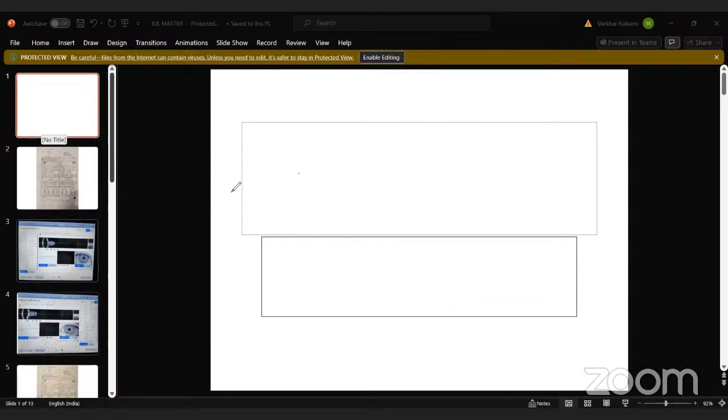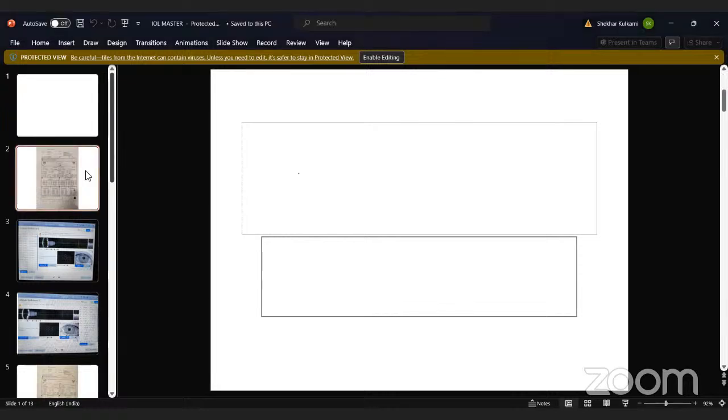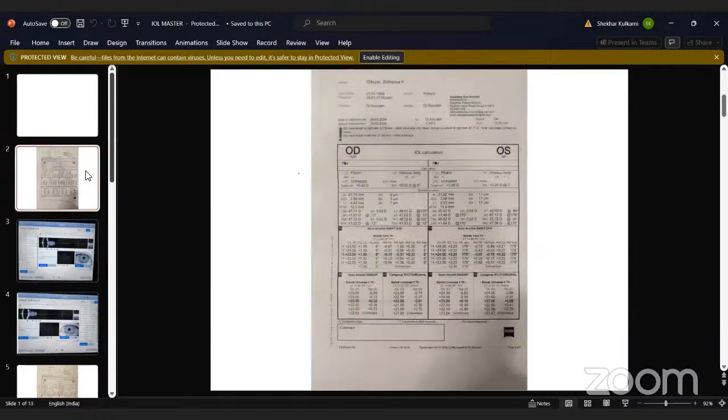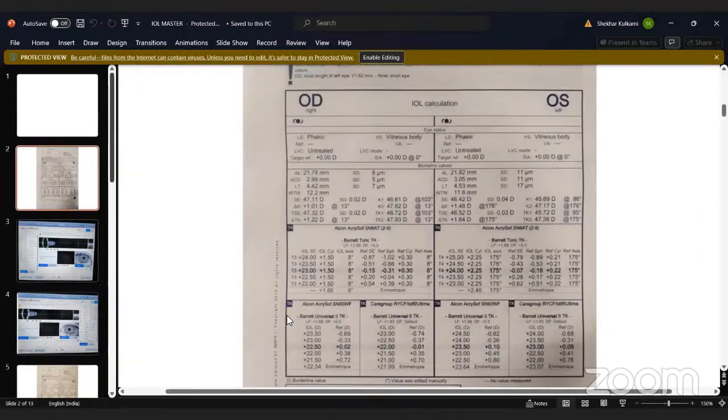Priyanka, I can't see anything on the screen. Actually, this is basically interactive only, sir. I have put some slides of the IOL Master readings. Better to skip the theory and just give practical tips.